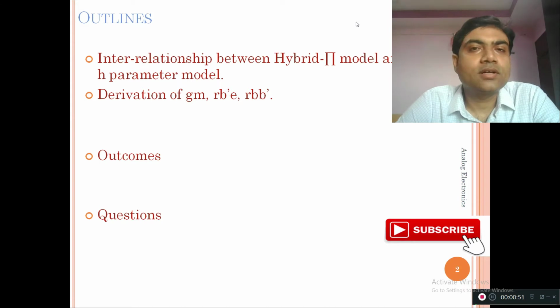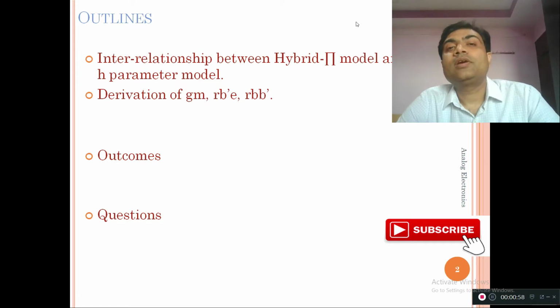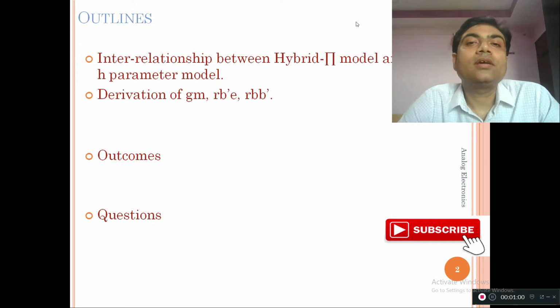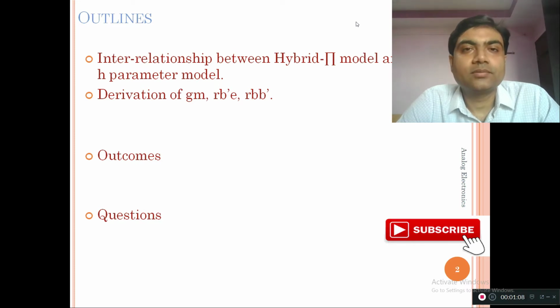Another very important thing: we already studied the H parameter model in the low frequency analysis of the amplifier, and today we are going to see how the pi model is related to the conventional H parameter model. Then we will derive the transconductance gm, then rb'e and rb'c. Then we will discuss the outcomes and the questions related to today's lecture.